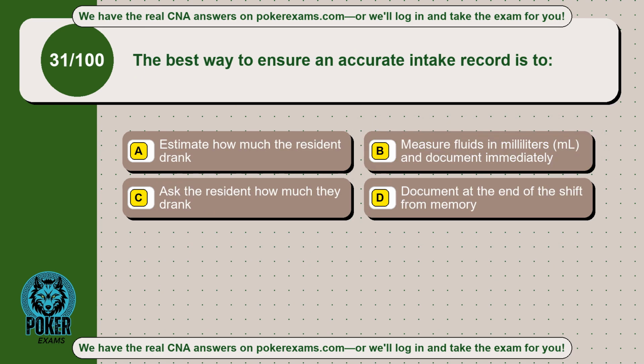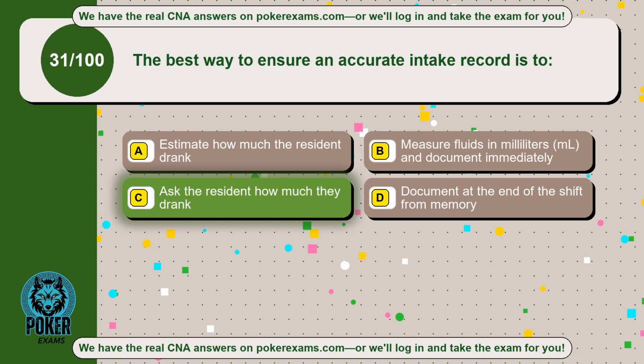Question 31. The best way to ensure an accurate intake record is to: Option A, estimate how much the resident drank. Option B, measure fluids in milliliters, ml, and document immediately. Option C, ask the resident how much they drank. Option D, document at the end of the shift from memory.